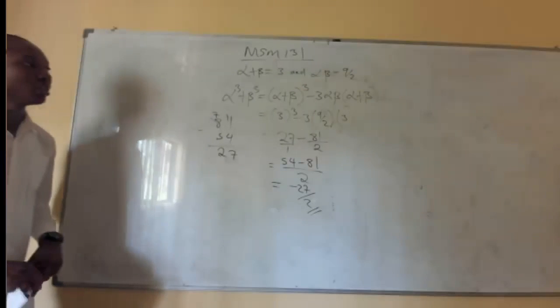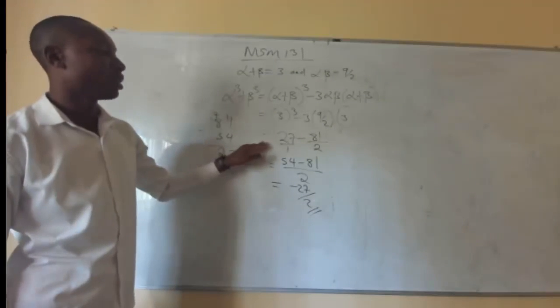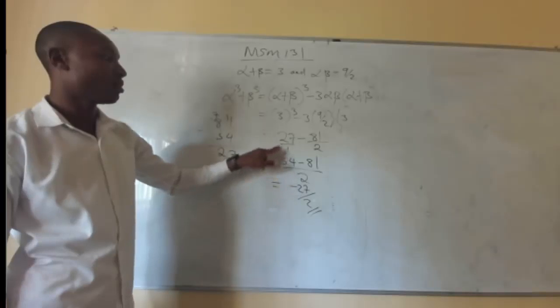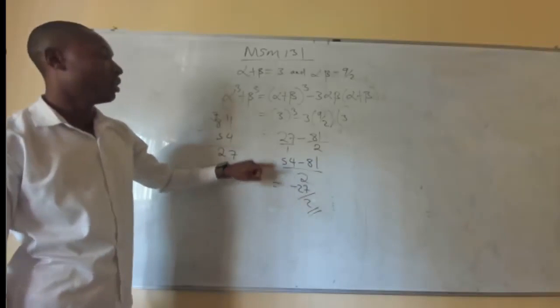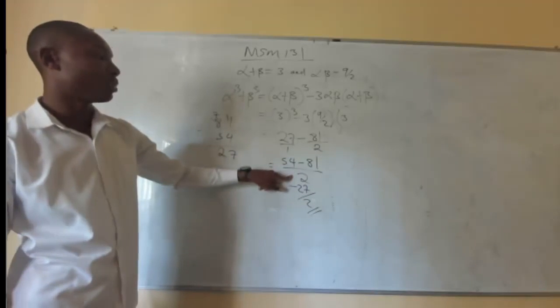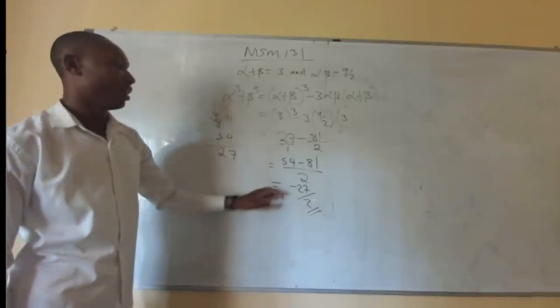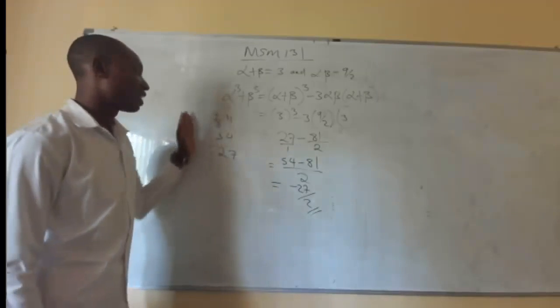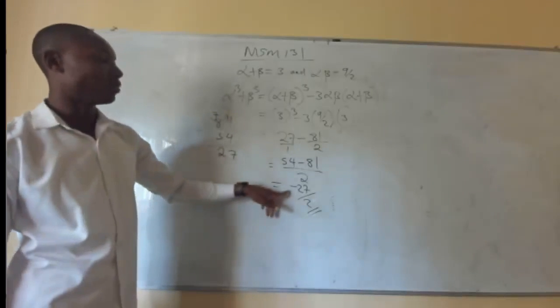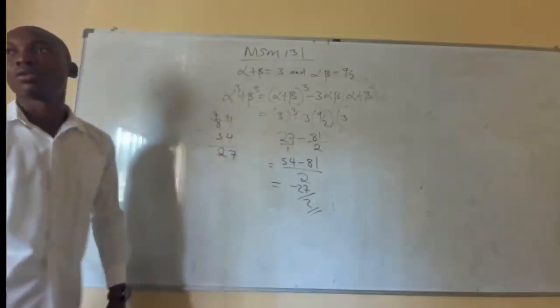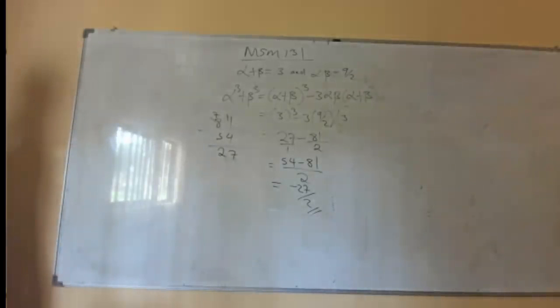So we're saying from here, we are looking for the common denominator. The common denominator there is 2. Then 1 into 2 is 2. 2 times 27 is 54 minus 81. 54 minus 81 is what I was solving here. Negative 27 then over 2. Okay, so that's how you go about that question.